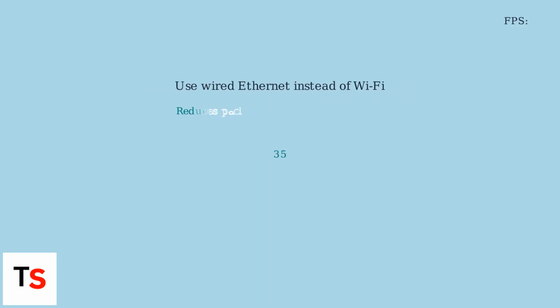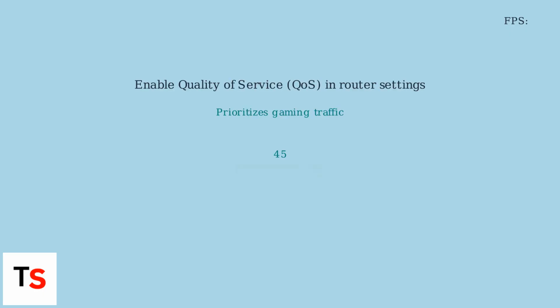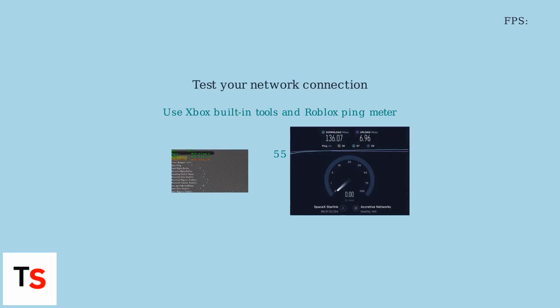Switch to a wired Ethernet connection to reduce packet loss and improve stability. Wi-Fi can introduce interference. Check your router settings and enable quality of service to prioritize Roblox traffic over other devices. Test your network using Xbox's built-in tools and Roblox's in-game ping meter added in recent updates.